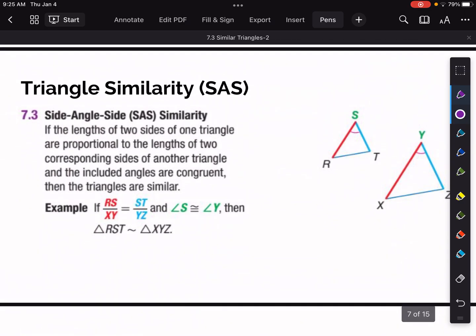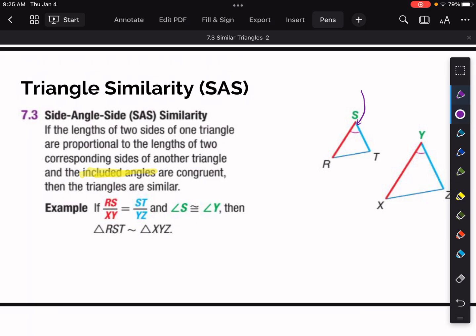Lastly, we have the SAS triangle similarity. So it says here if the lengths of two sides of one triangle are proportional to the lengths of two corresponding sides on another, and the included, now that's a key thing that you're going to want to highlight in your notes, the included angle. When it says included, it means the angle that is sandwiched between the two proportions that we've created.